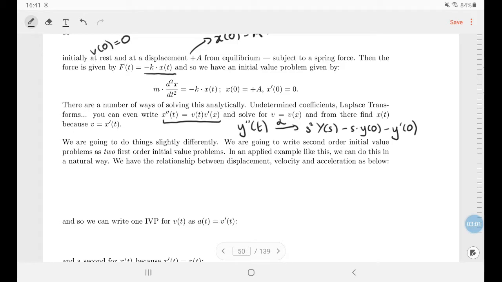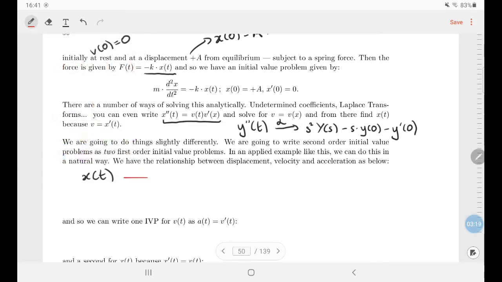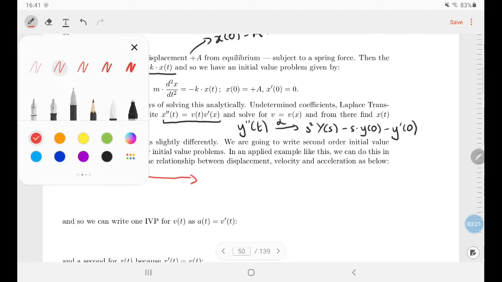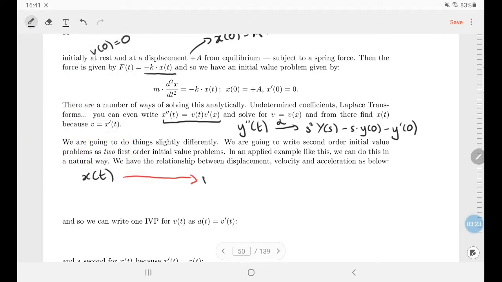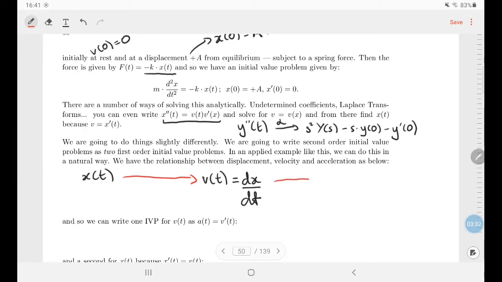Okay, so first of all, it works well in the applied example. It'll get a bit harder after that. We've got a relationship between displacement, velocity, and acceleration. So here's our displacement, x of t, no problem. If you differentiate, you get the velocity, otherwise known as dx dt. And if you differentiate again, you get the acceleration.